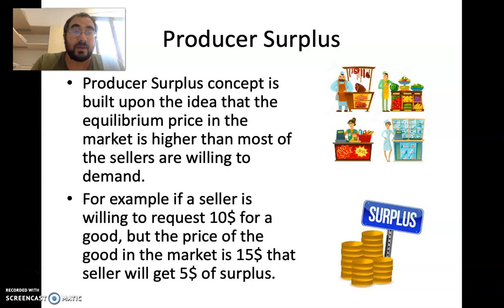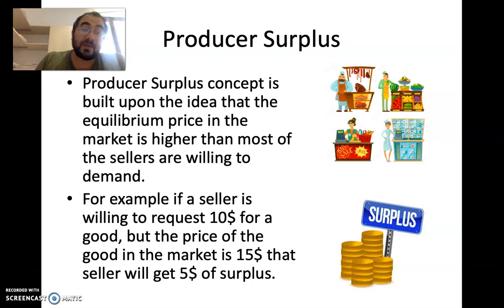So if the producer is willing to sell this pen for $2 only, he might not tell you that way. By the way, he'll be bargaining. He might say, okay, I can never go below $5, but if you are about to leave, then he might reduce the price even further. But in his mind, he might have this minimum price.